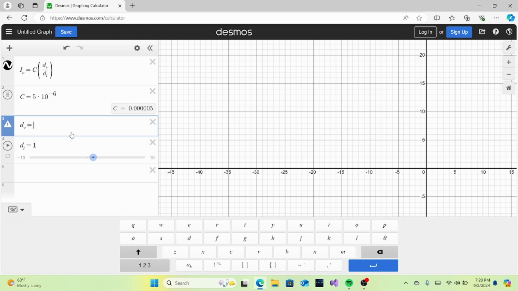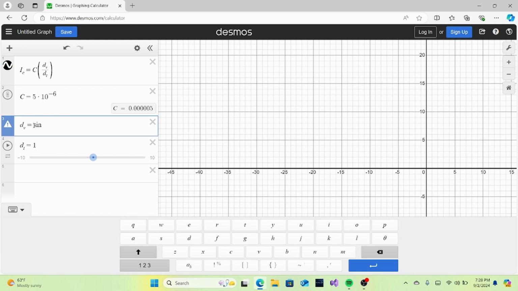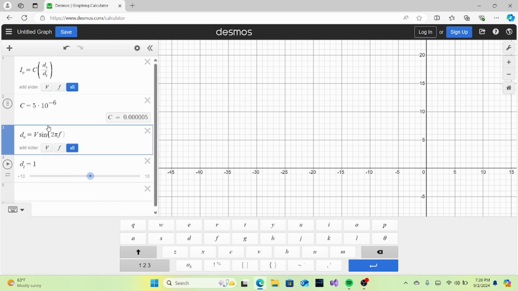The way that we're going to do that is let's imagine that we have an AC voltage. The way that you would describe an AC voltage would be V sine 2 pi F times T. Now this 2 pi F many times gets shortened to the Greek letter omega. So you can also say omega here, but we'll just say 2 pi F. It's really no different. So 2 pi F times T.